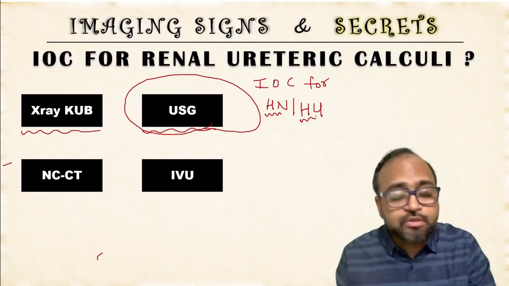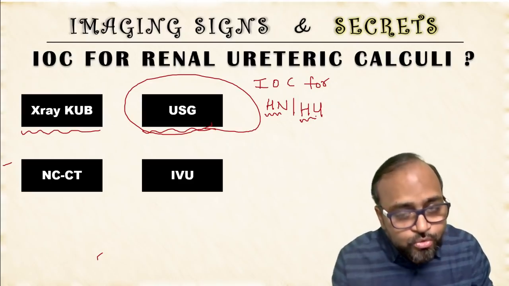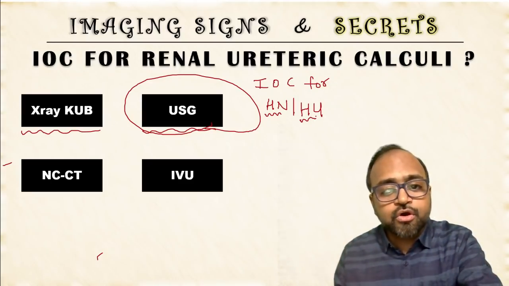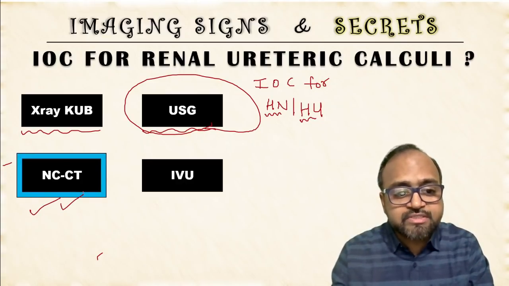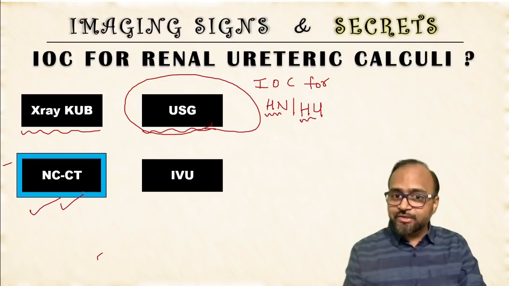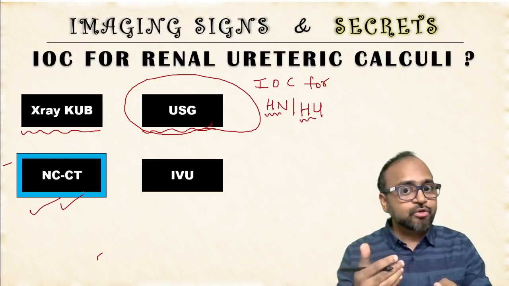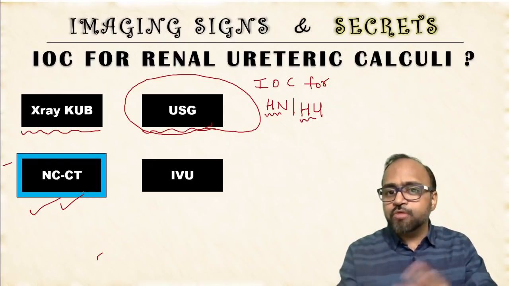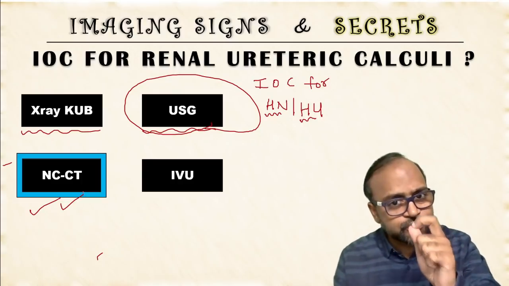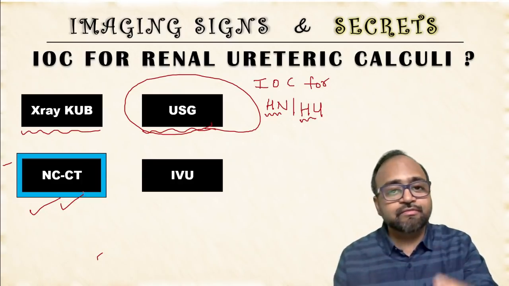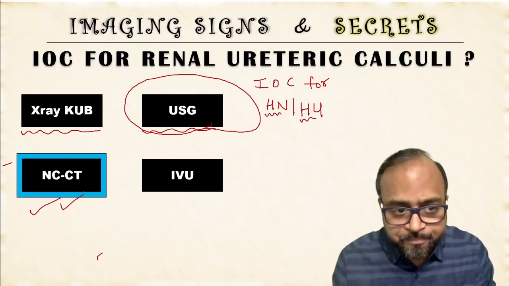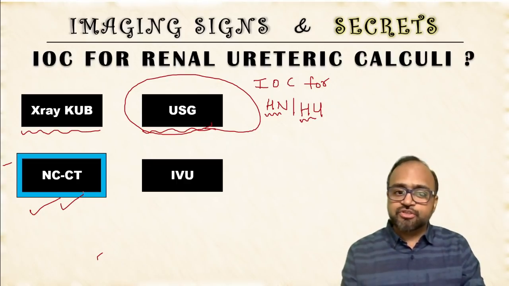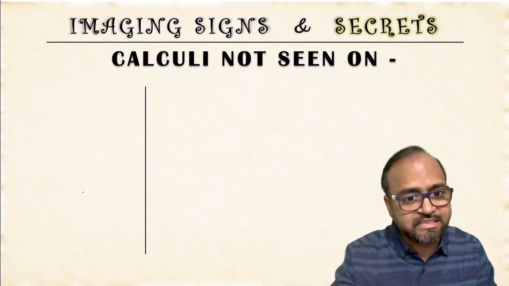Is it ultrasound? No. Is it X-ray KUB? No. It is in fact non-contrast CT. Non-contrast CT, remember, is the investigation of choice for renal or ureteric calculi. That is because kidney and ureter are retroperitoneal structures. Sometimes the bowel gases can obscure the visualization of these small calculi, and therefore on a CT scan, these small calculi can very easily be picked up. And therefore, remember, the investigation of choice is non-contrast CT.